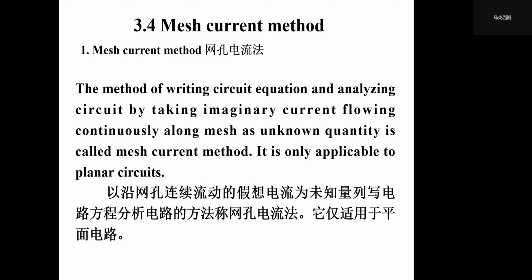So let's assume we have a unified current running smoothly in a mesh circuit. So we can calculate the voltage on each branch by using the combination of the mesh current from the adjacent mesh.